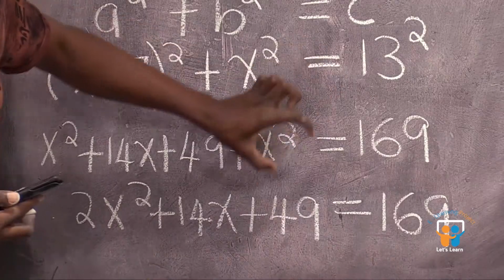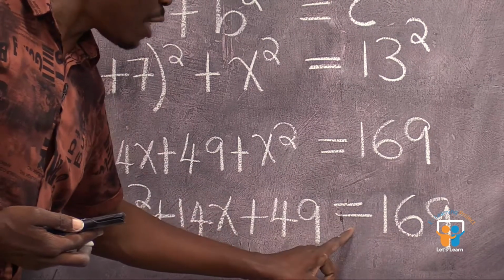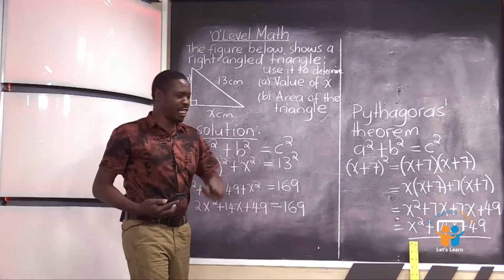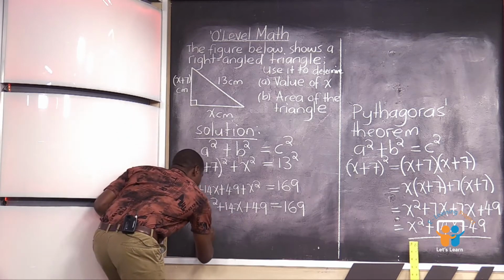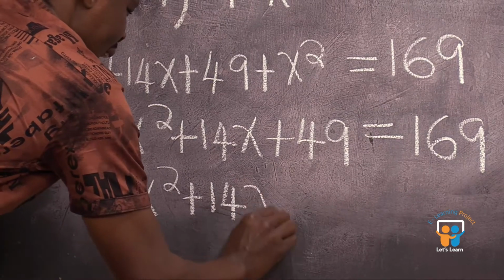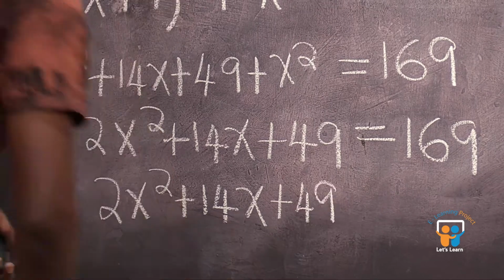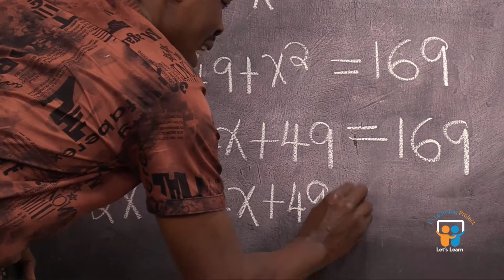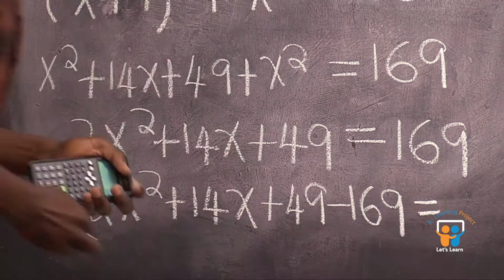Wonderful. Now, remember, after getting that, this 169 on the right-hand side, we are going to pick it and also transfer it to the left-hand side. But remember, it is a positive. The moment it crosses the equal sign, it is going to change the sign and it becomes a negative. How do we do that? This is how we do it. We have 2x squared plus a 14x plus a 49.